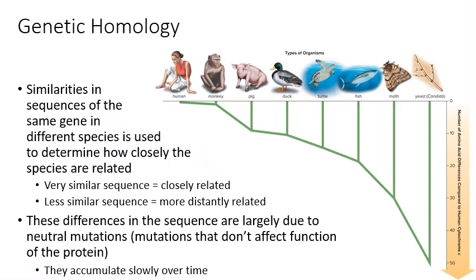We actually use genetic homologies to create the tree of life. And if two organisms have genetic sequences that are really close to each other, then we know pretty much that they're closely related. If the organism sequences are more different, then we know that they are less closely related.